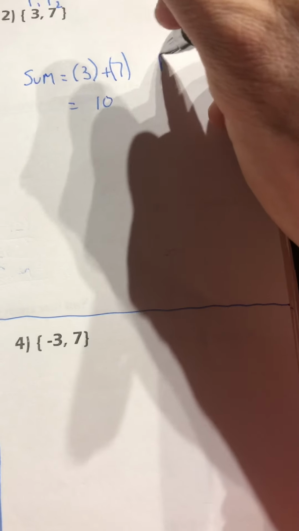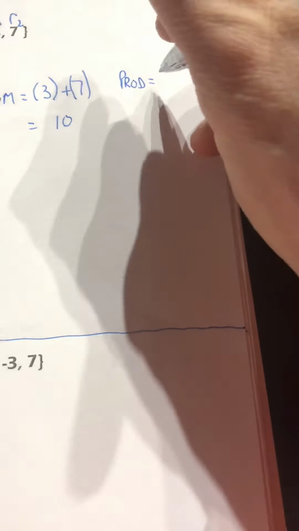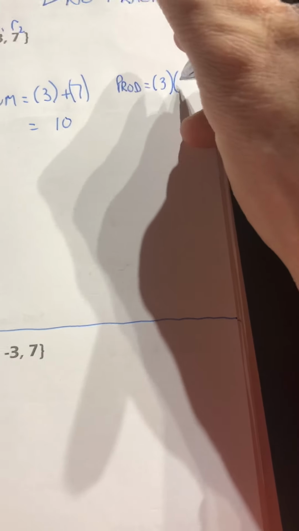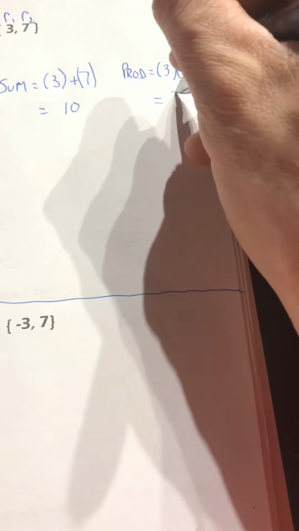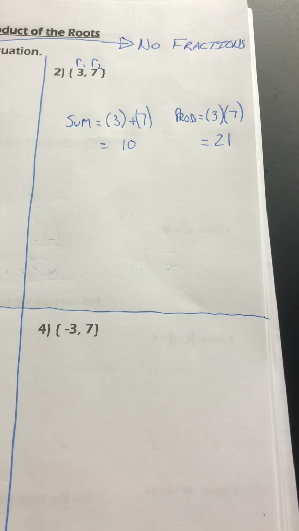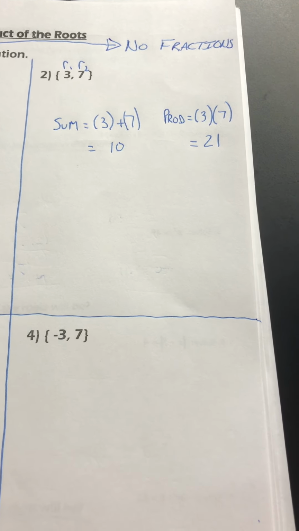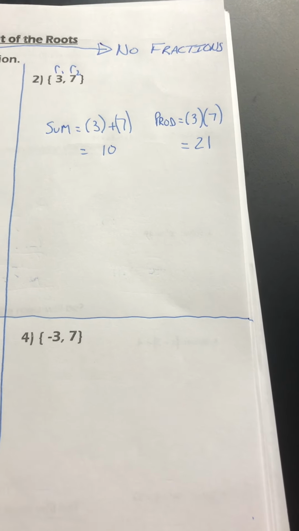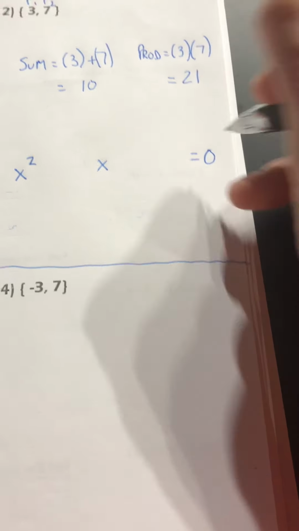The product is going to be just multiplying now. So we have 3 times 7, which is 21. So now we're going to take these and we're going to write the equation. Now what we have to remember is that for our shortcut, our sum is negative b over a. So our b term is going to start off being negative. So we're going to write this as x squared, and then we'll have an x, we'll have a number, and then it'll be equal to 0.